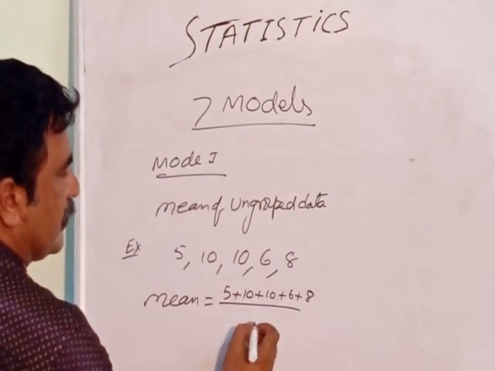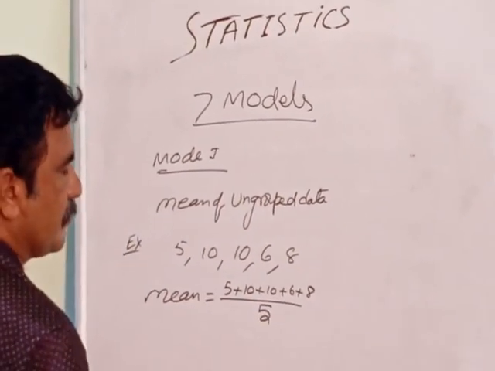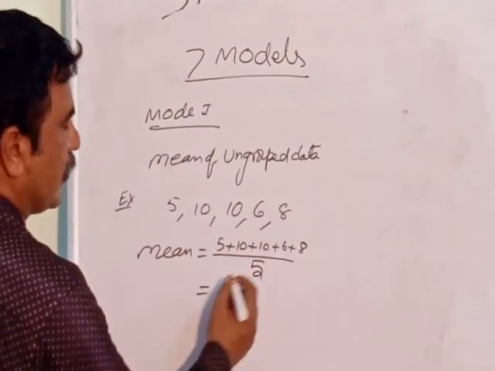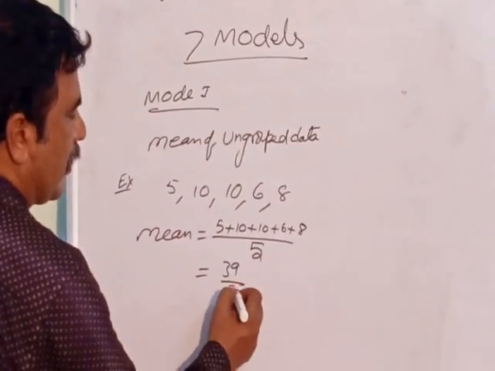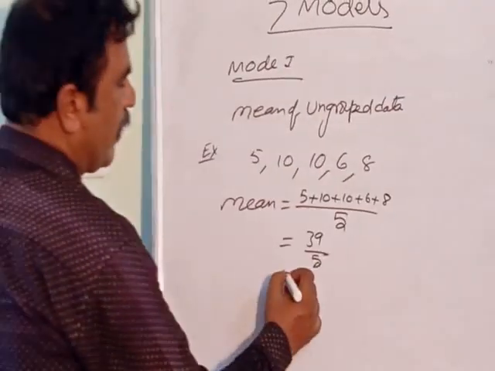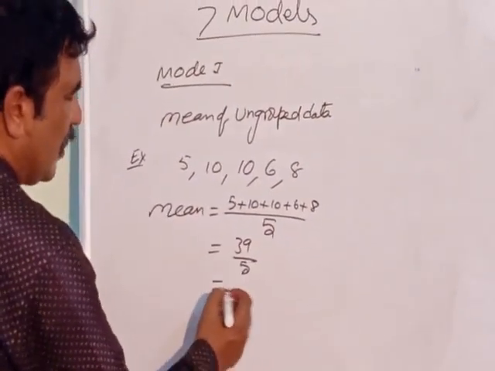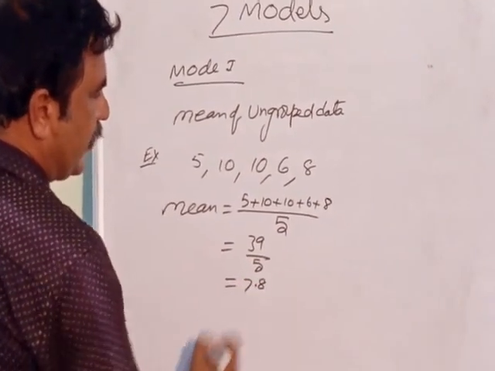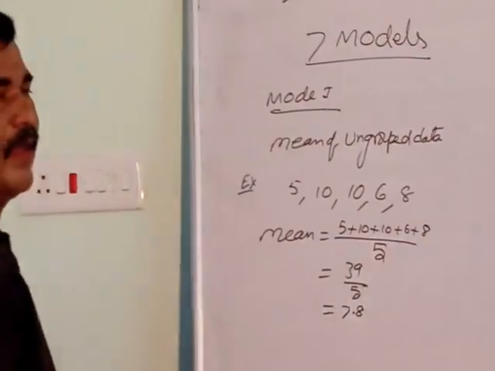Divided by how many observations are there? Only 6. Therefore, add all of them: 25, 31, 39, divided by 5. Simplify, and you will get how much? 7.8. You will get 7.8.